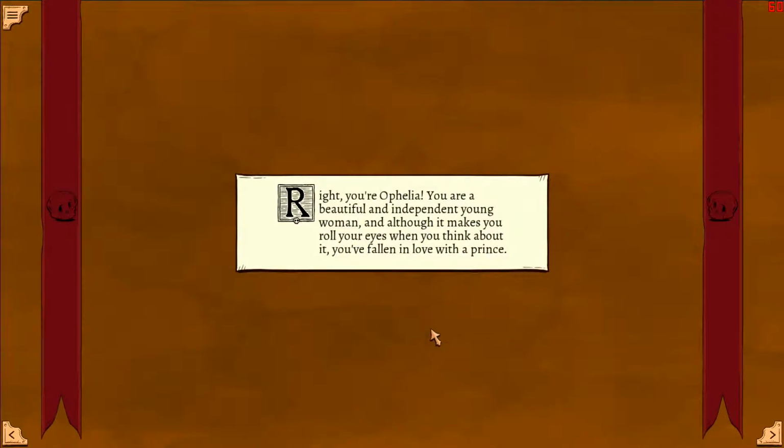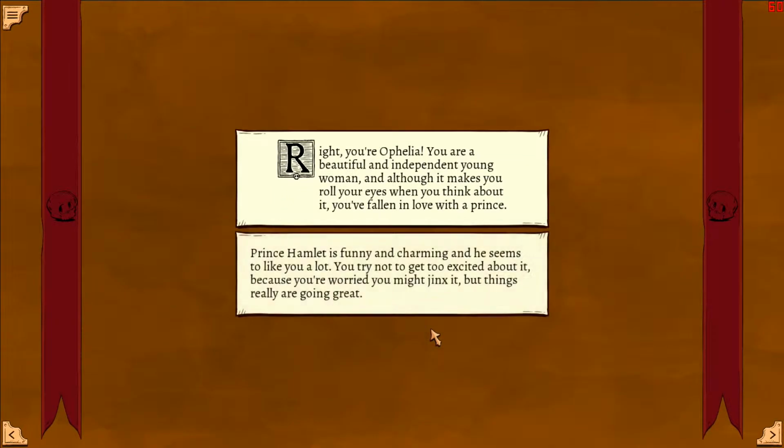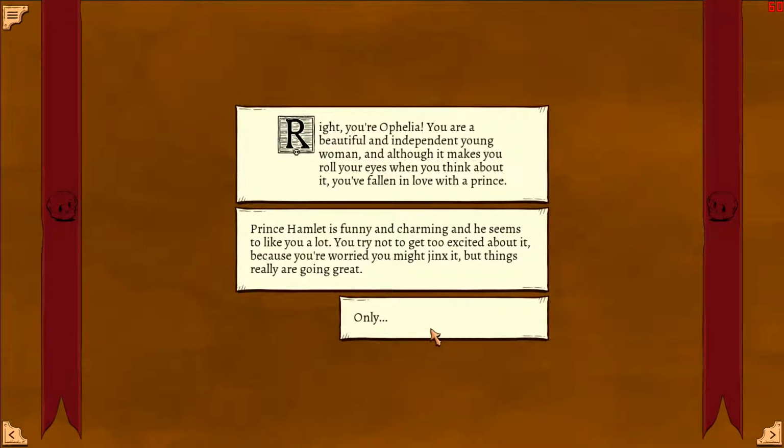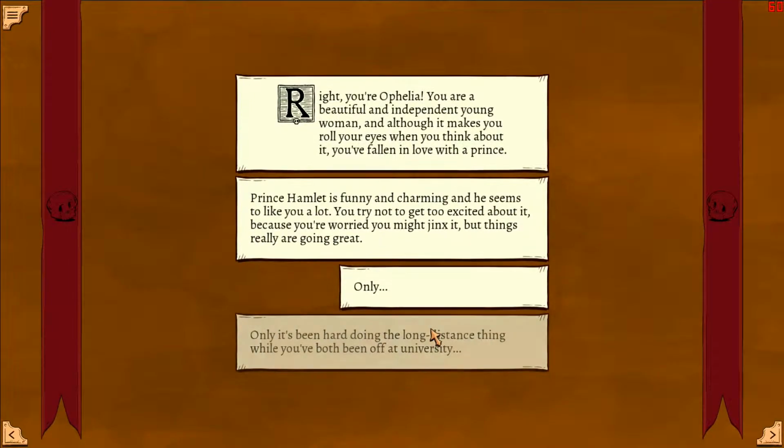Right, you're Ophelia. You are a beautiful and independent young woman, and although it makes you roll your eyes when you think about it, you've fallen in love with a prince. Prince Hamlet is funny and charming, and he seems to like you a lot. You try not to get too excited about it, because you're worried you might jinx it. But things really are going great.